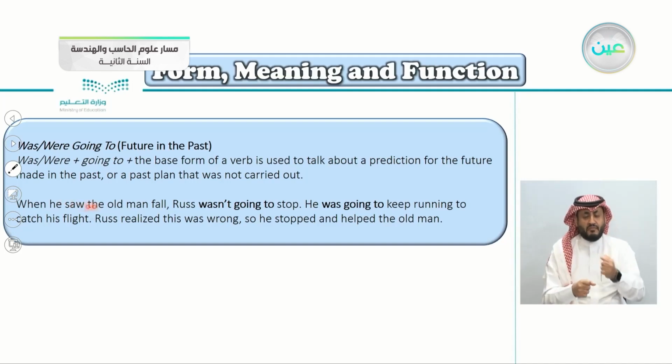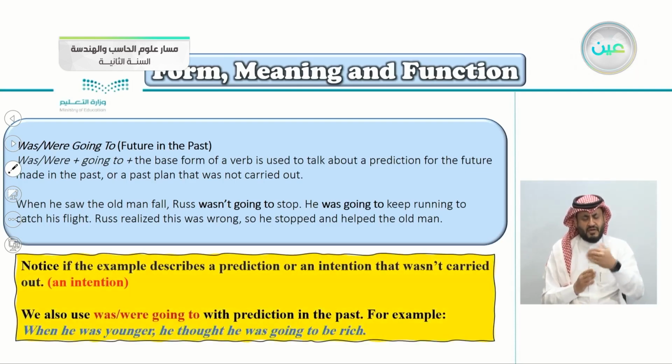When he saw the old man fall, Russ wasn't going to stop. He was going to keep running to catch his flight. Russ realized this was wrong, so he stopped and helped the old man. Notice if the example describes a prediction or an intention that wasn't carried out. So if it's a prediction or an intention.